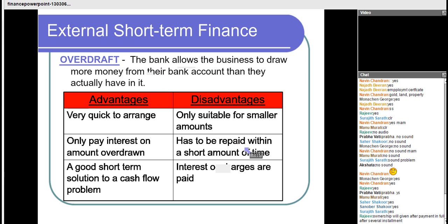It says it has to be repaid within a short amount of time. Okay, so it has to be repaid, and the time period is not too much. It may be maybe 3 months. Normally it is 3 months only for a business. The bank is going to call you up if you are not repaying the amount on time.